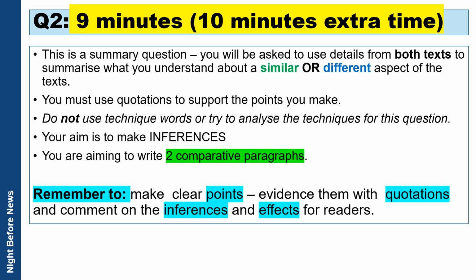You must use quotations to support the points you make, but do not analyse language in the quotations. Your aim is to simply use a quotation to show that you have understood a similarity or a difference, and then to make an inference. You should aim to write 2 comparative paragraphs for this question. Remember, you make a clear point, you evidence it with a quotation, and then you comment on the inference and the effect on the reader.